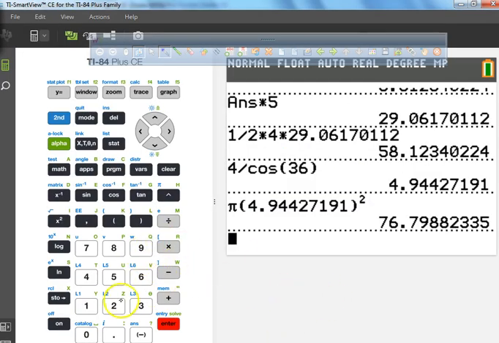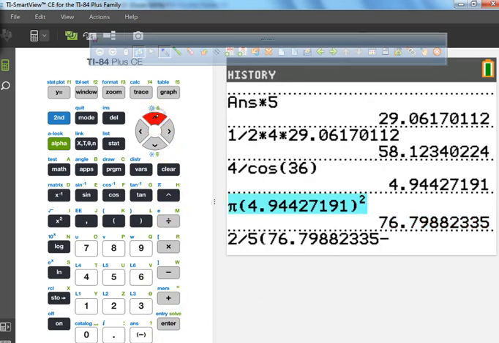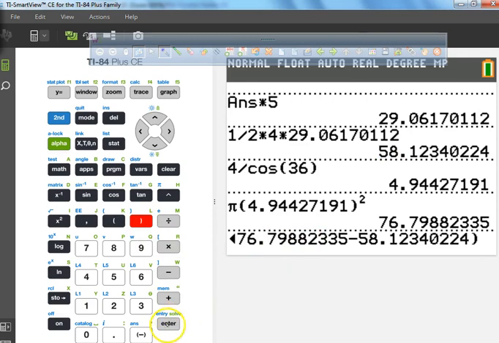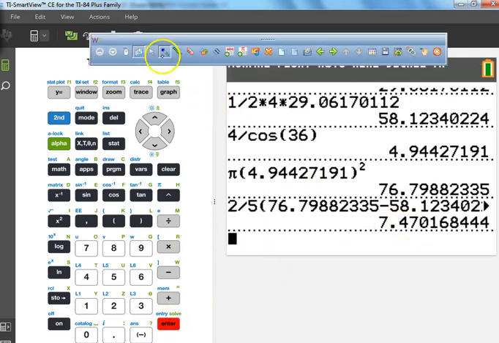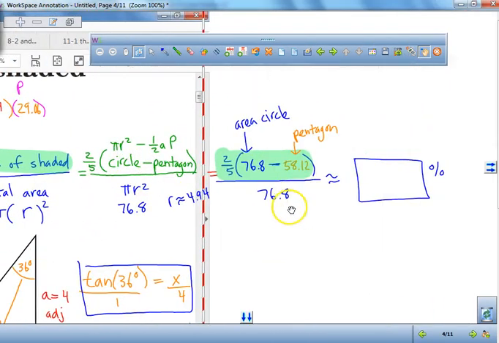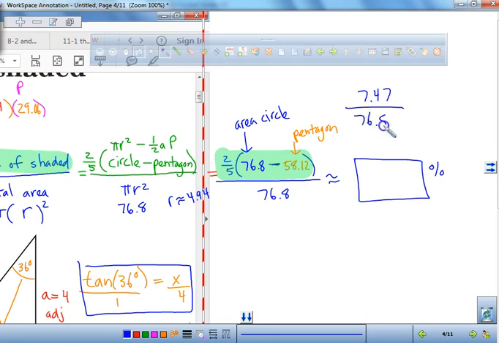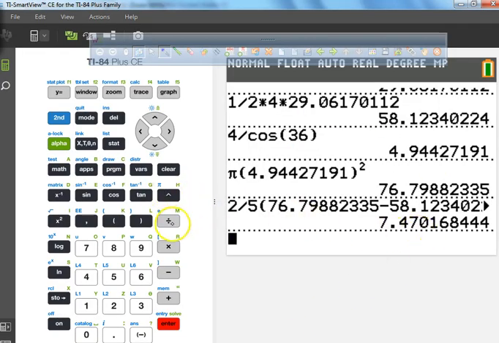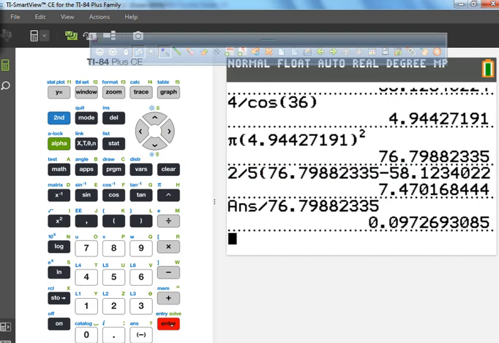Here we go. I'm going to do 2 divided by 5, parentheses. I'm going to grab the area of the circle. I'm going to take away the area of my pentagon. There's the area of my pentagon. I'm going to press enter. That's 7.47. Now what am I going to take 7.47 and divide it by? 76.8. So we have 7.47 divided by 76.8. Go up here, grab the area of my circle, press enter again. What do I get? About 9.7%.